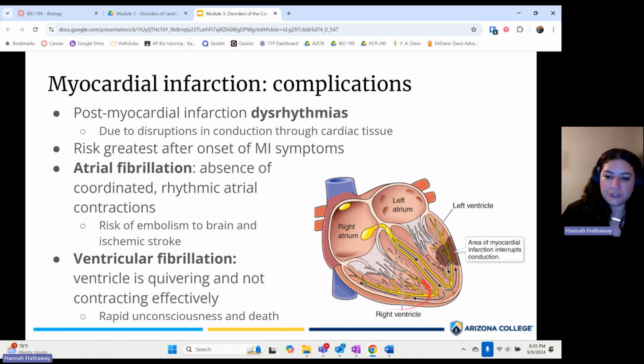Ventricular fibrillation, the ventricles aren't pumping effectively. So this is usually very bad because the ventricles are doing the pumping to whatever is the forward tissue. So essentially the heart is not working. So this is an extreme medical emergency. This causes rapid unconsciousness because even though the heart is still electrically active, it's essentially stopped pumping. So this will cause rapid unconsciousness and death.